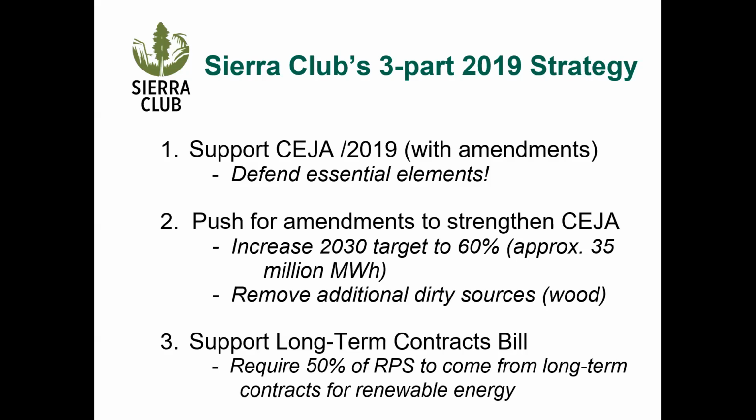So to summarize it, we want all those things that are on the list from the previous slide in the Clean Energy Jobs Act, but we want to increase the higher target to go to 60% by 2030, and we want to remove woody byproducts and wood waste as qualifying resources, as well as trash incineration. So we're working a lot on that and trying to get people in the legislature excited about those amendments and introducing them and working that bill to make it even stronger.